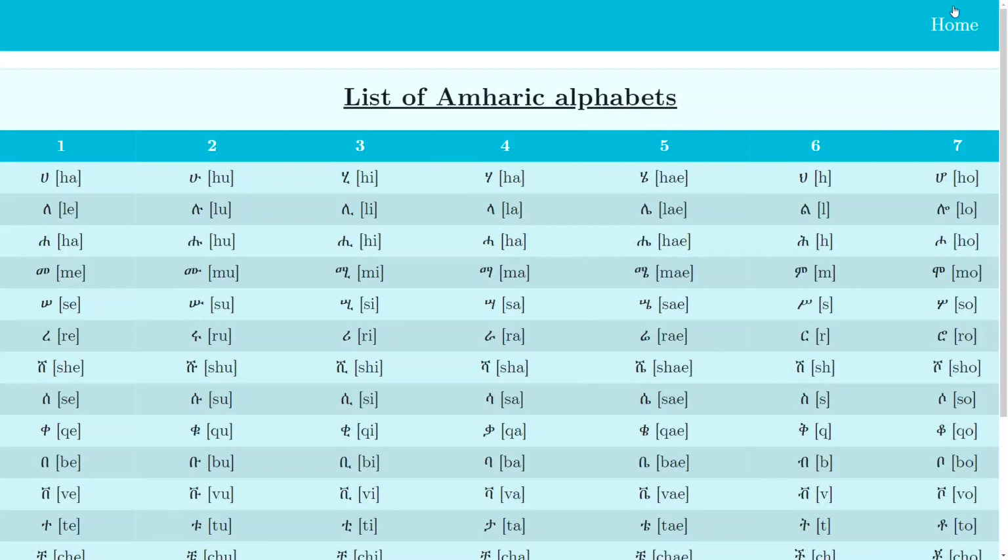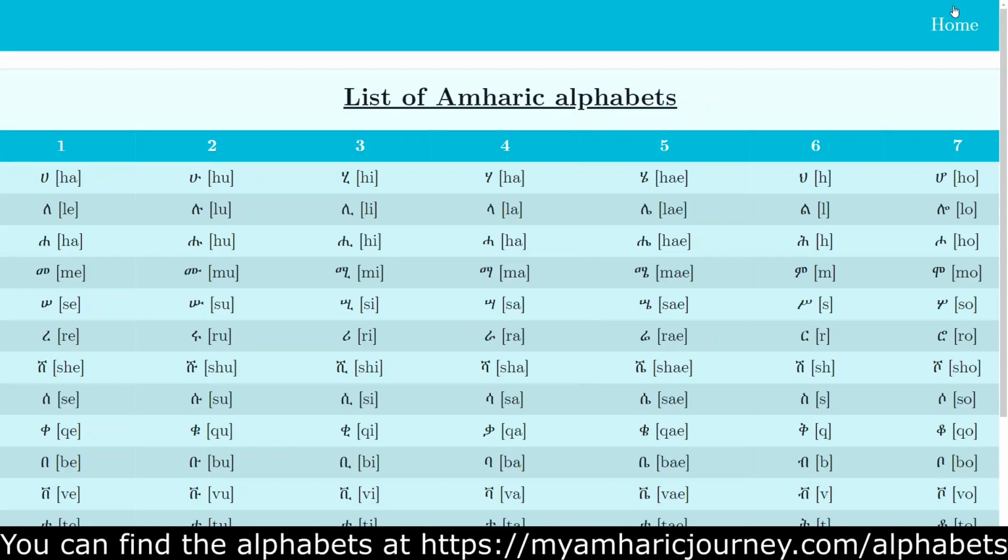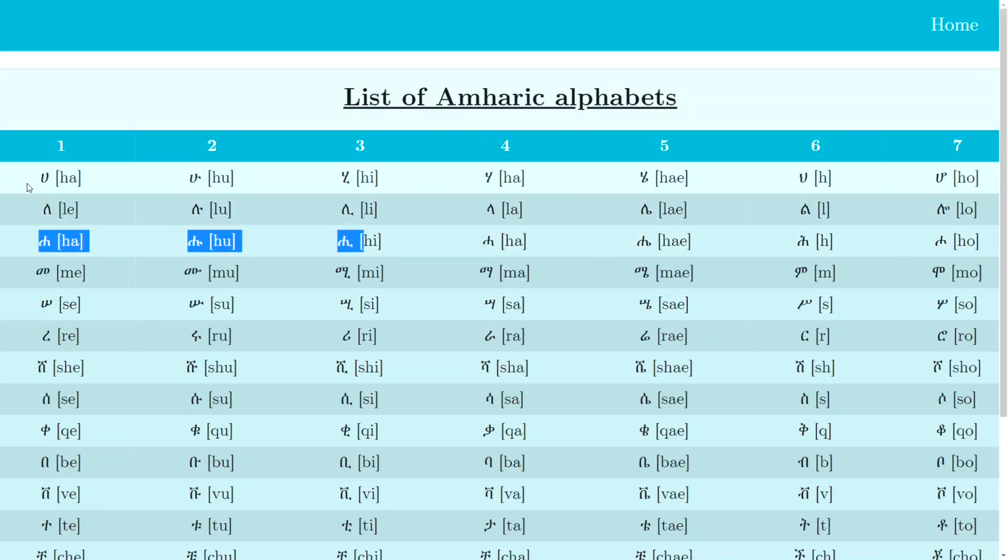In today's journey, we will look at a new Amharic alphabet. The new alphabet we are going to look at today is this one. It has the exact same pronunciation as the first one. The difference here is that it's called Hamaruha, and the first one is called Halletauha.